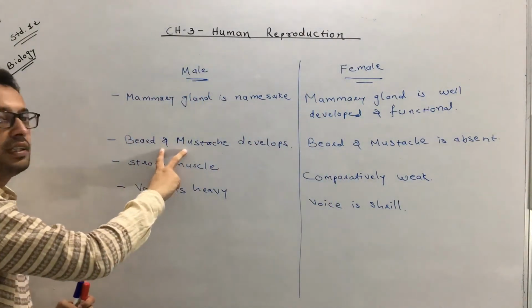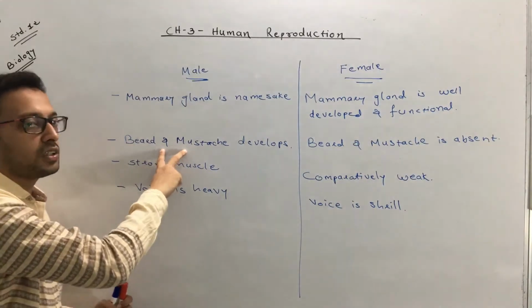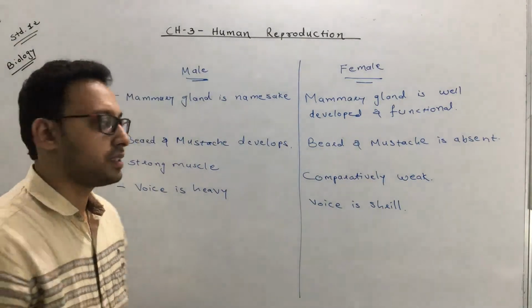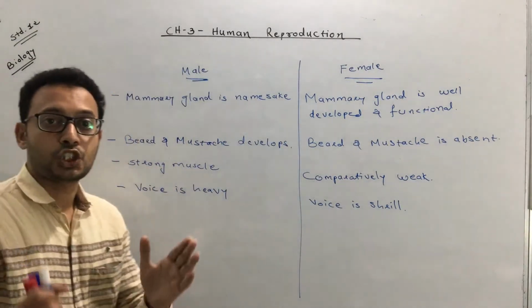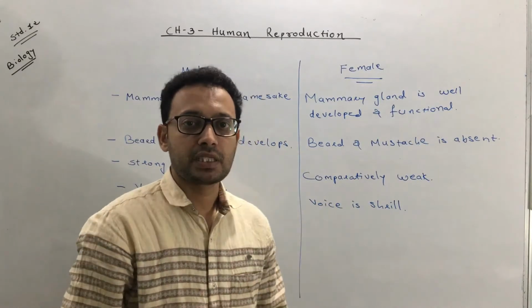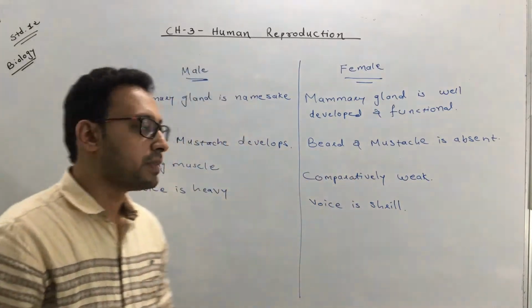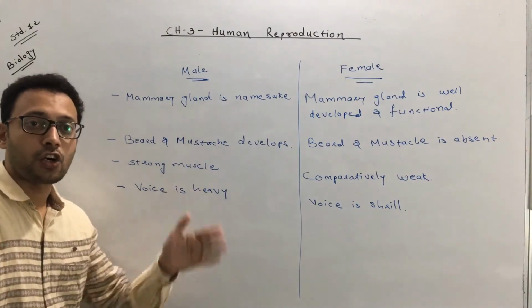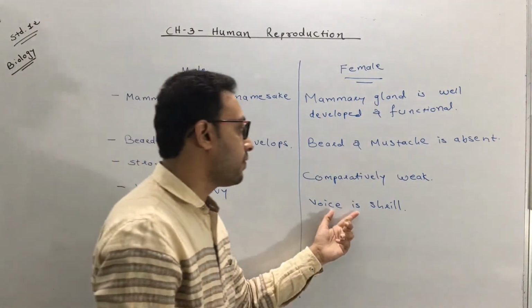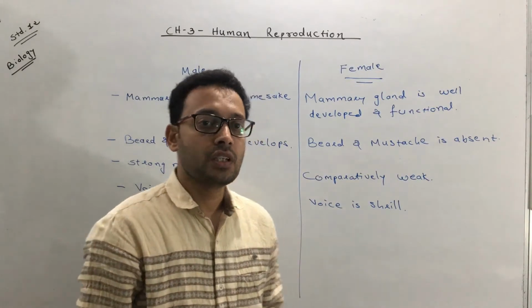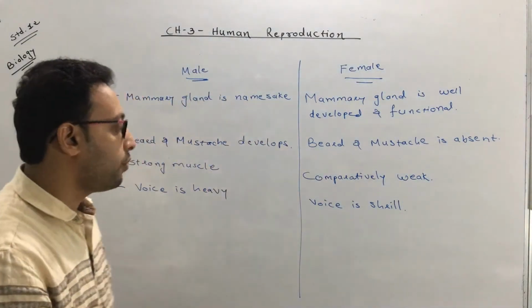In case of a male, the beard and mustache is present or it develops, whereas in female the beard and mustache is absent. Here the male has a strong muscle and the female has comparatively a weak muscle. Compared to a female, a male has a big muscle. Next, in case of a male their voice is heavy or low pitch. In case of a female the voice is shrill or they have a high pitch voice. So these are the differences from external point of view.